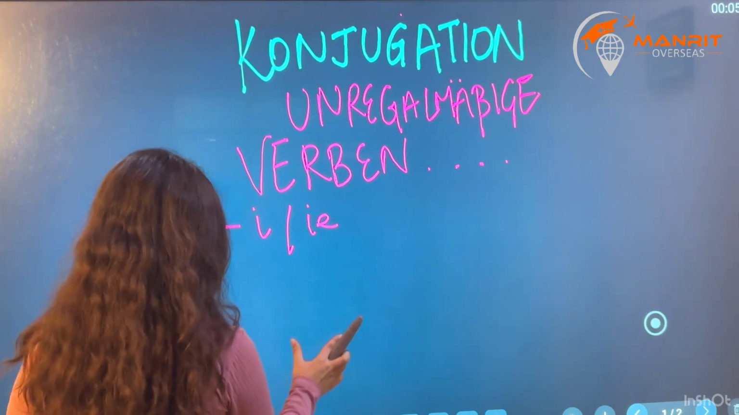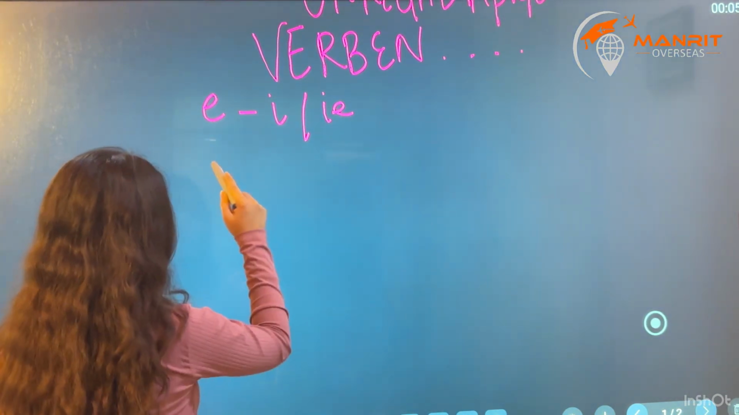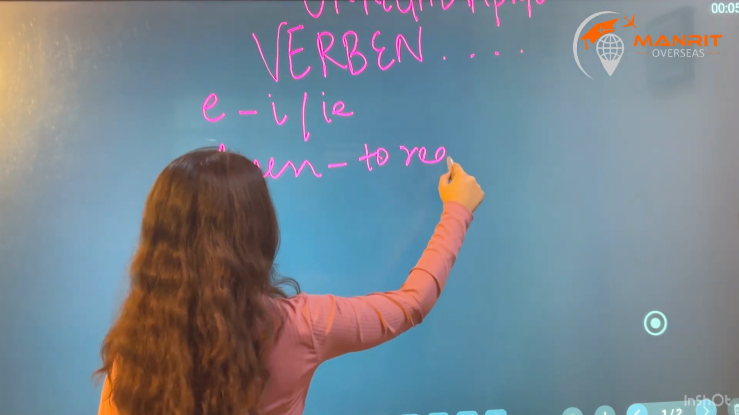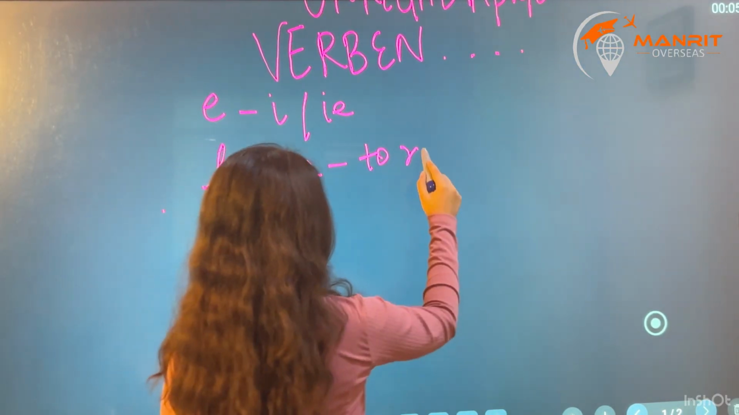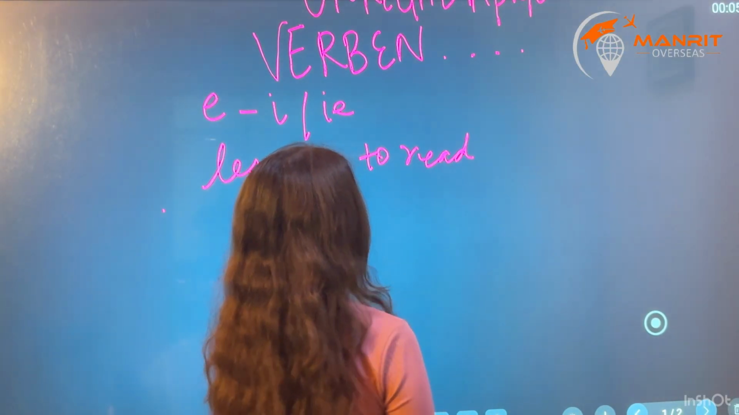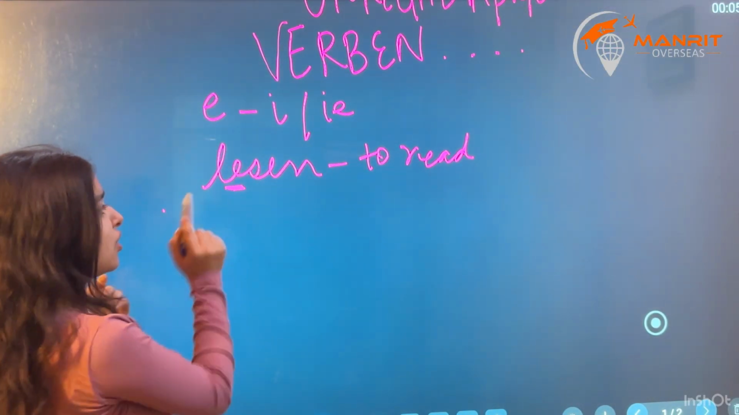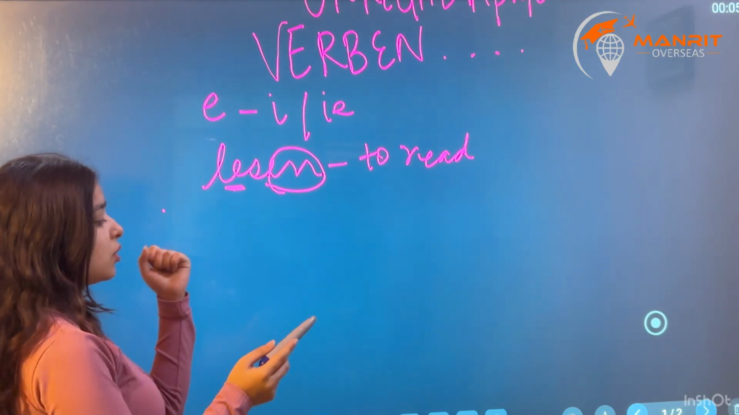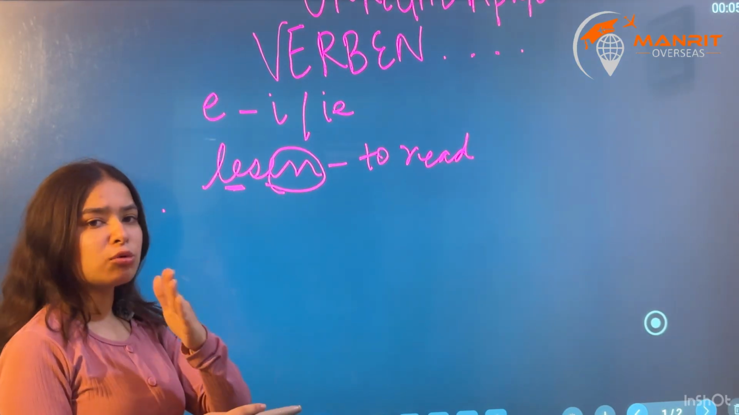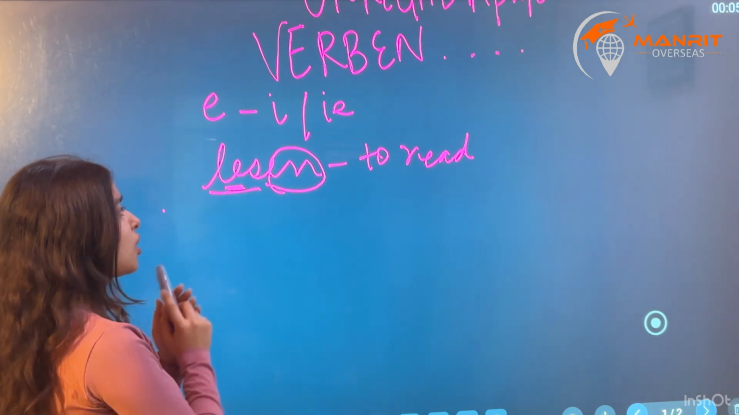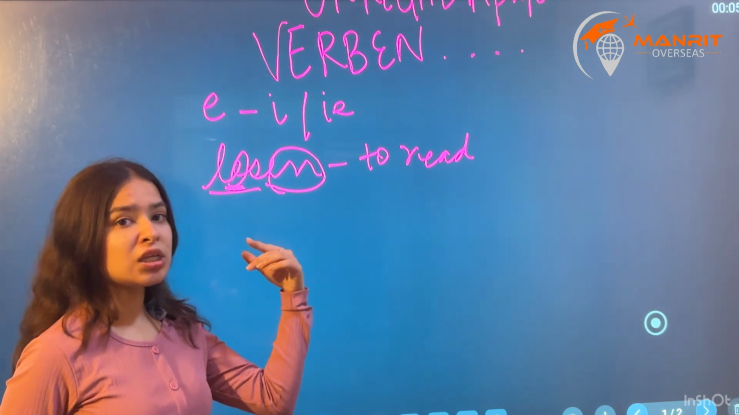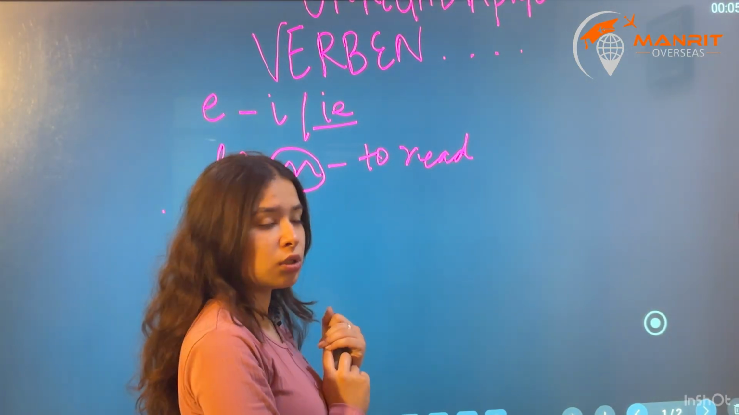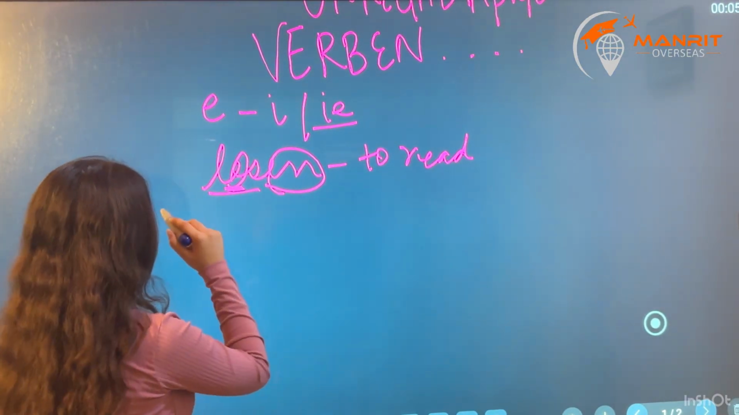Okay, for example, you have a verb called lesen. Lesen is a verb that means to read, and this is an irregular verb. How? Because you can see there is an E in the verb, right? Not in the ending. Sorry, you have to remove the ending. So in the main verb stem you can see there is an E. So this E will be changed to IE. This is the rule. So let's do the conjugation.